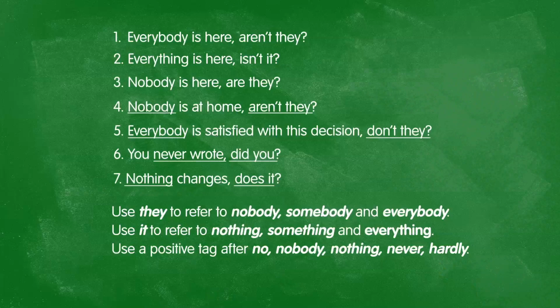Another rule is that we will use it to refer to nothing, something, or everything. Basically, a word that ends with thing. Everything is here, isn't it? One more rule. We use a positive tag after negative statements like no, nobody, nothing, never, and hardly. For example, nobody is here, are they? Here at the end, it's a positive tag.